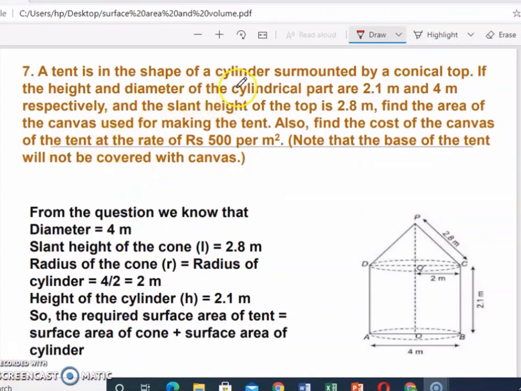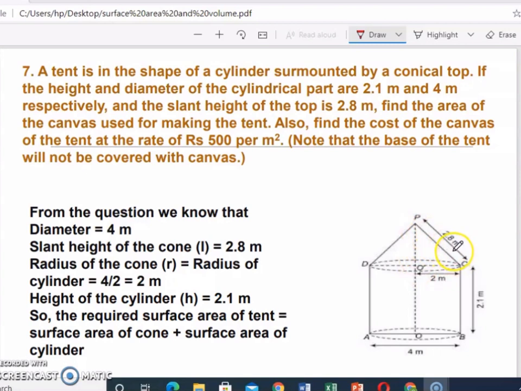A tent is in the shape of a cylinder surmounted by a conical top. So this is the cylindrical part, and on top there is a conical part. Height and diameter of the cylindrical part are given as 2.1 meter and 4 meter respectively, and the slant height of the top is 2.8 meter.